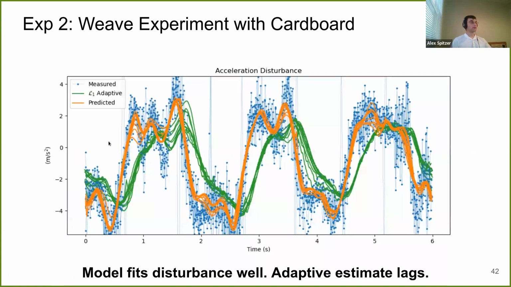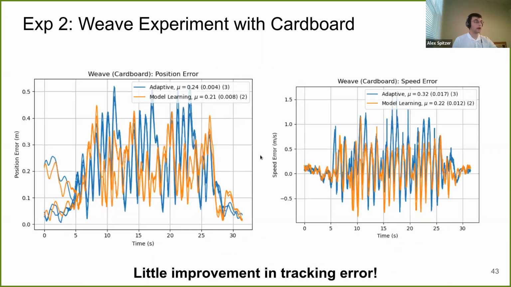What we see when we learn a model on this data is that, again, our prediction in orange tracks the mean of the data points quite well, whereas in green is the adaptive method and it lags just as before. However, when we actually apply this model, we don't get an improvement in tracking error. Essentially, the error is roughly the same. Okay, there's a slight improvement in the speed, but the position tracking performance is very similar.